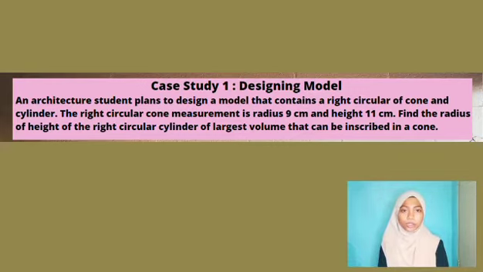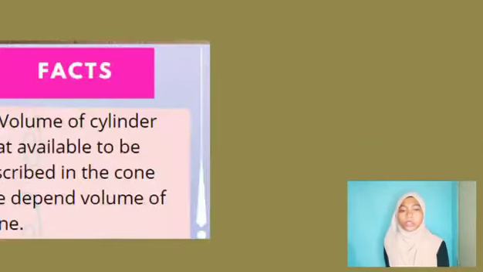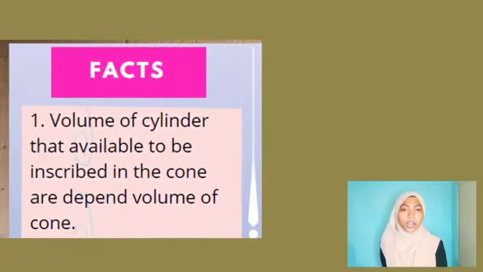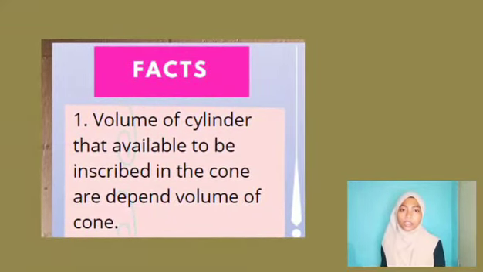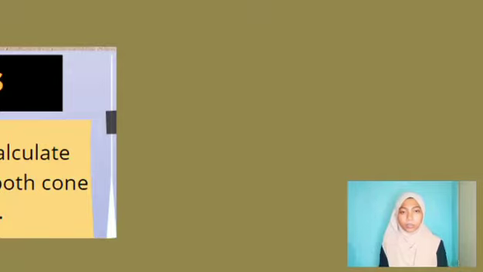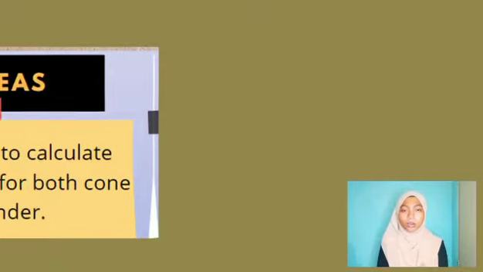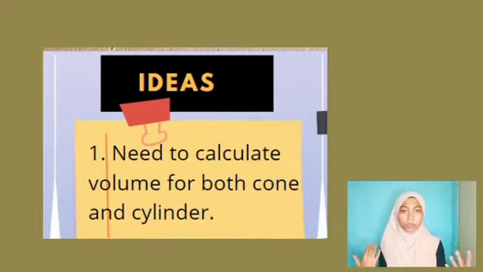So today I'm going to present the filler table part for question model 1. This question asks what is the maximum volume of a cylinder that could be inscribed into a cone. The first fact is that the volume of the cylinder that could be inscribed into a cone depends on the volume of the cone. So the idea is that we need to calculate both the volumes of the cone and the cylinder.